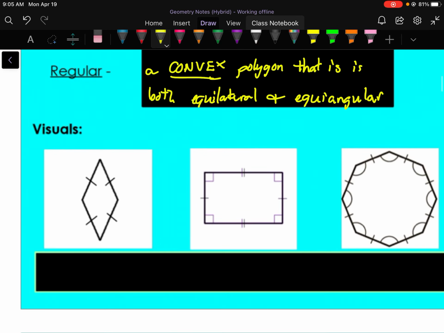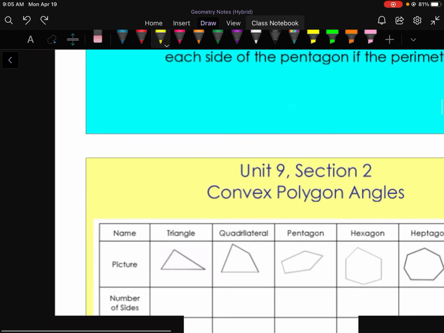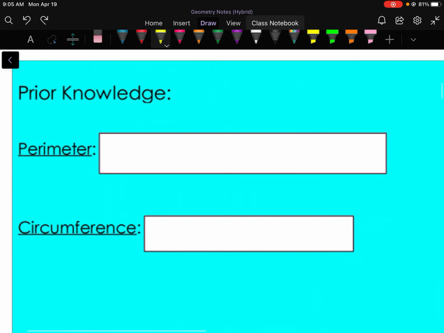So here are some visuals for you. The first one's equilateral. The second one would be equiangular because not all sides are the same. And the last one would be regular. So some other prior knowledge here quickly, and then we'll do just one or two examples. Perimeter is just the distance around a figure. So you just add up all the sides.